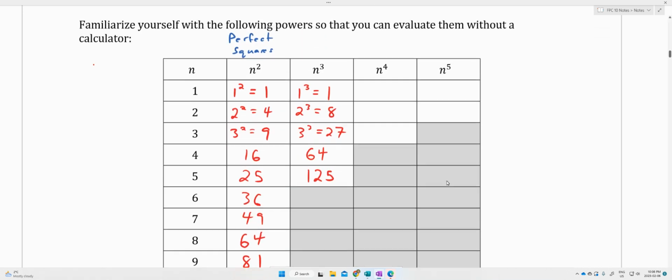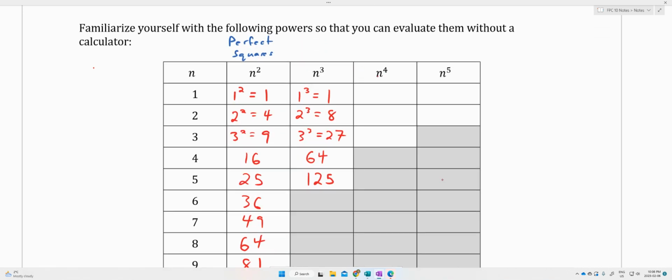And let's move back up. We're going to do a couple of the n to the 4th and n to the 5th. So again, all we're doing is repeating the multiplication, this time 4 times. 1 still stays 1. 2 to the 4 becomes 16. And 3 to the 4 is going to give us 81.